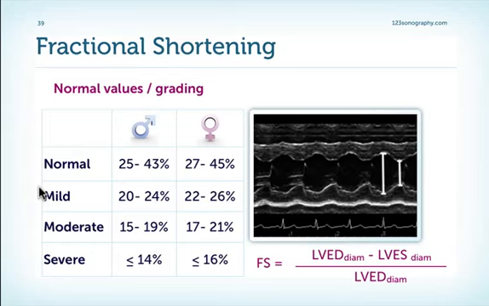Fractional shortening is calculated from M-mode measurements of end diastolic and end systolic diameters. You calculate the fractional reduction between diastole and systole, and you end up with a percent value. The normal value for females is above 27% and for males above 25%. You can approximate ejection fraction if you just multiply this value by 2, but remember, this is only an approximation.